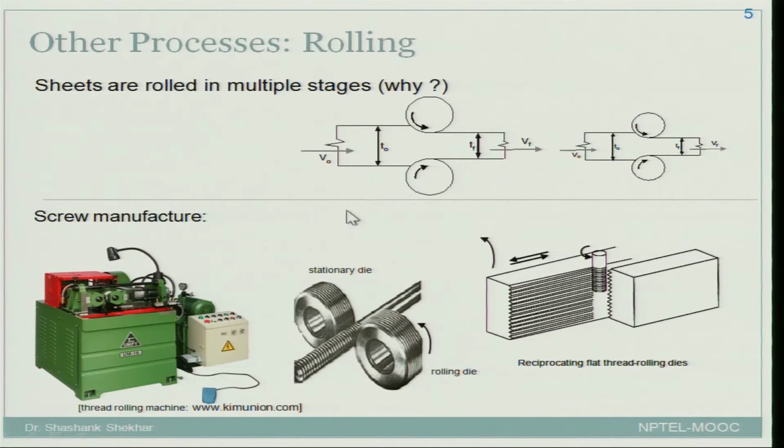Another thing is, for example, the threads on the screws or the bolts that you see. They can be manufactured in at least two different ways. One is by rolling like this, which is called thread rolling. You see there are two dies, a rolling die and a stationary die, and in between the rod is kept and rotated so that the thread is formed. Now you can also create this kind of thread by machining, but why and which process would you select?